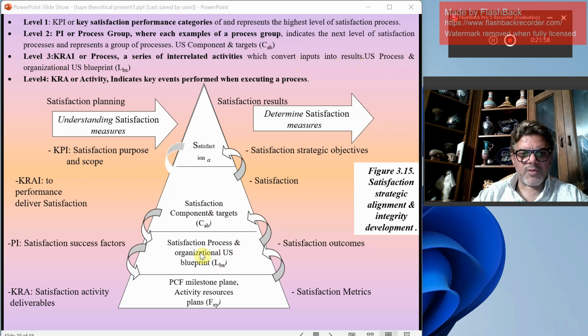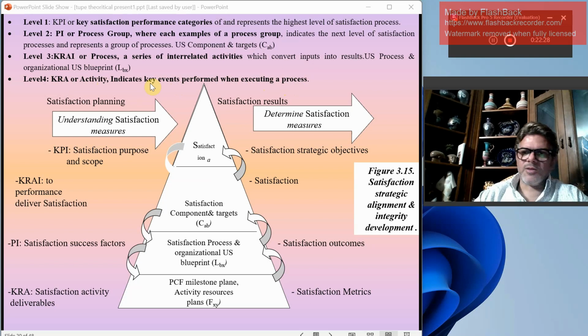Satisfaction process and organizational user satisfaction blueprint. Levels. So we have categories and then we have levels. Now, level number 4, key result area indicator or activity, indicates key event performed when executing a process. So this is a key result area or activity. So this is like activity here.